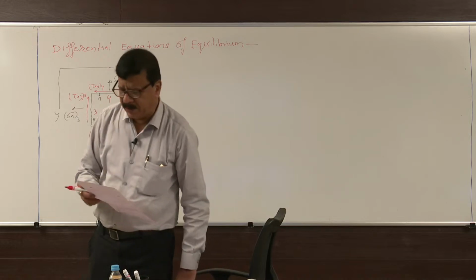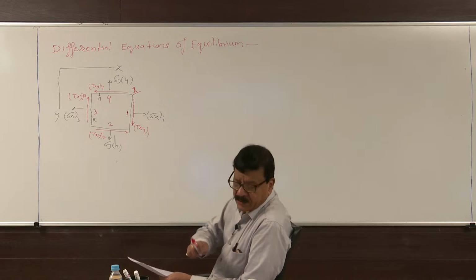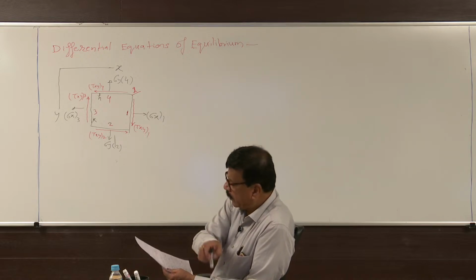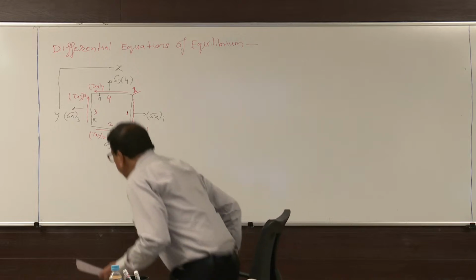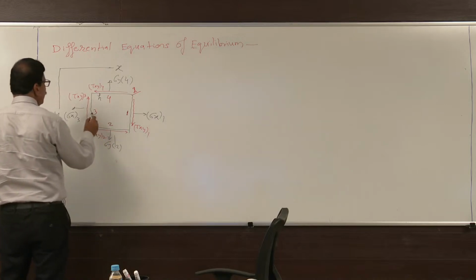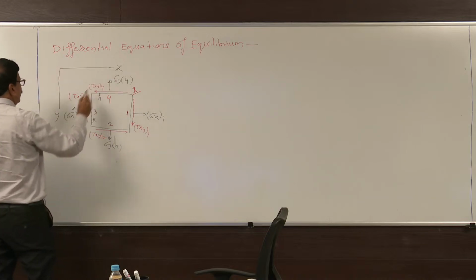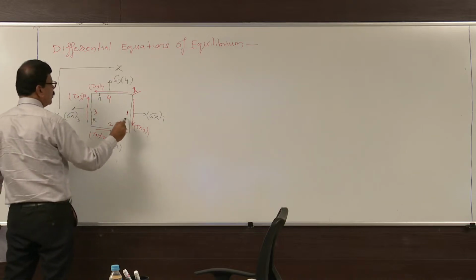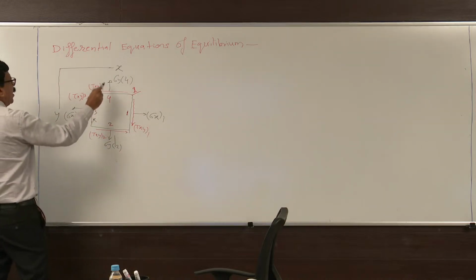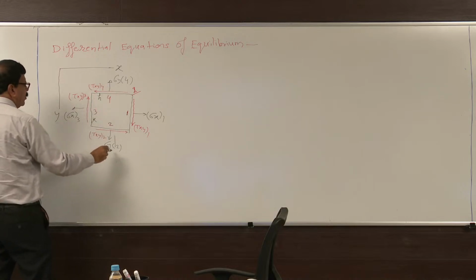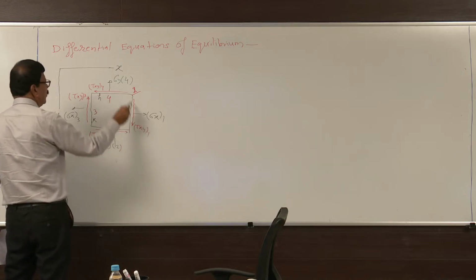Stresses acting on the sides 1, 2, 3, 4 are shown in the figure. These are the sides 1, 2, 3, 4 and the stresses acting on them: this is the x direction, this is the y. So sigma x on side 1, sigma x on side 3, sigma y on side 4, sigma y on side 2, then the shear stress tau xy on side 1, similarly on the others.